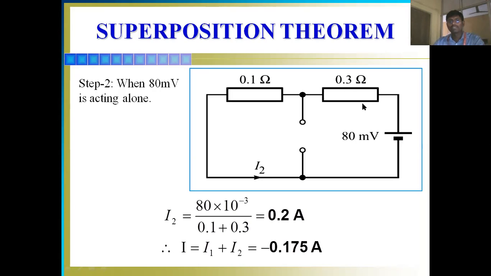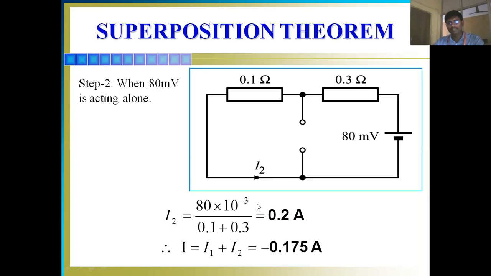Therefore, the total current flowing through the circuit is equal to the current flowing through 0.1 ohm. So IT is equal to V by RT, where V is equal to 80 millivolts, 80 into 10 to the power of minus 3, by 0.1 plus 0.3, which is equal to 0.2 amps. So in the second case, the current flowing through 0.1 ohm is plus 0.2 amp.